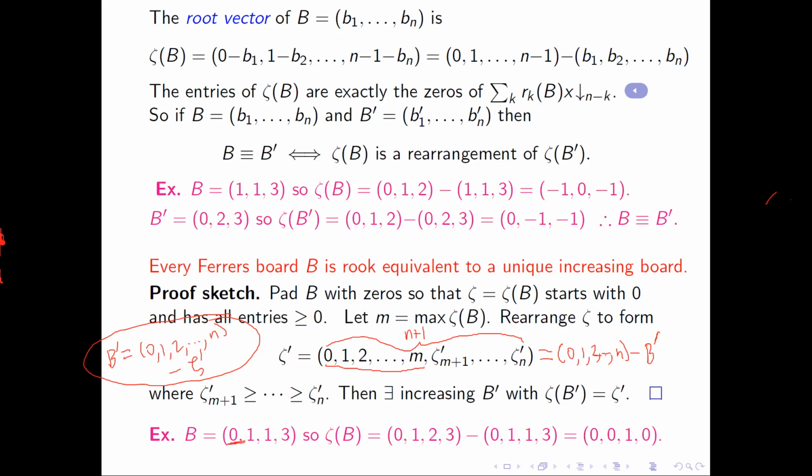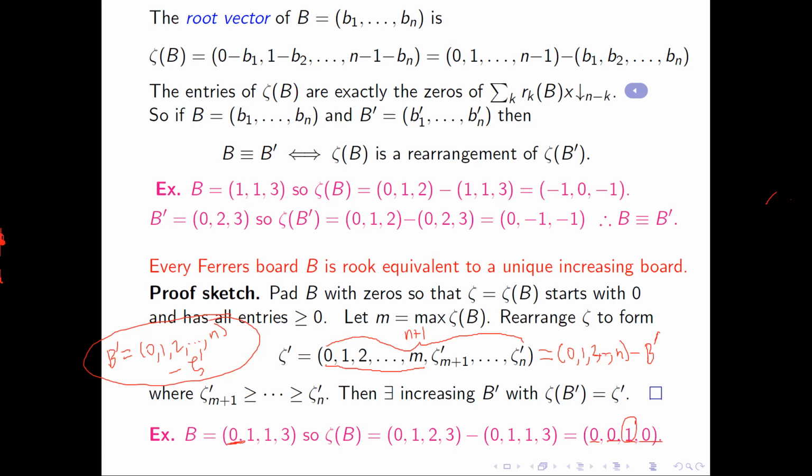Okay, you pad that thing with a 0 so that when you go 0, 1, 2, 3 minus that, you don't end up with negative things, right? So 0 minus 0 is 0, 1 minus 0 is 0, 2 minus 1 is 1, and 3 minus 3 is 0. So all the things are equal to or greater than 0, which is what you wanted to do. Okay, what is the maximum of all these entries? Well, it's 1, in this case.